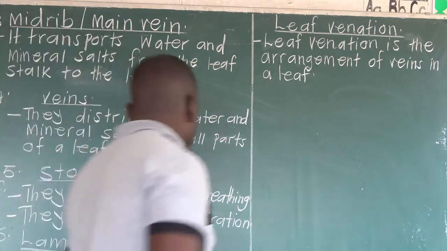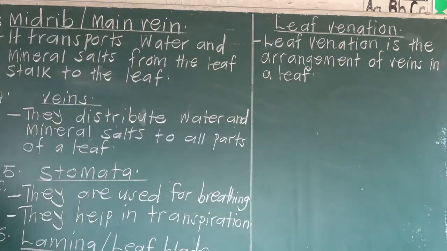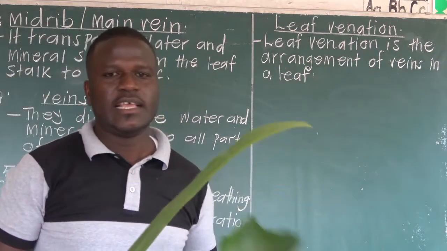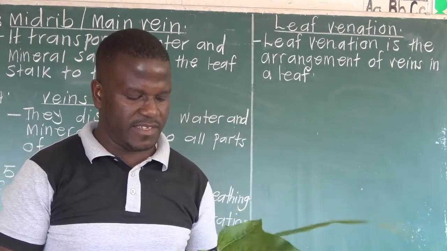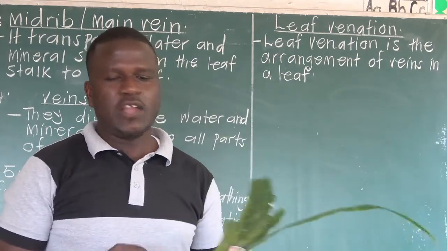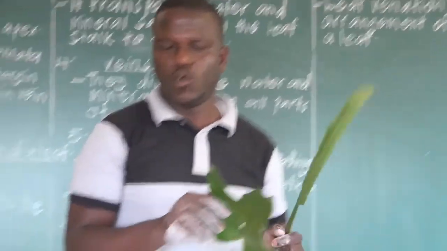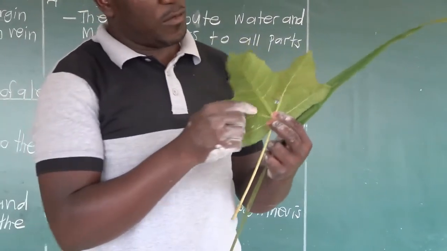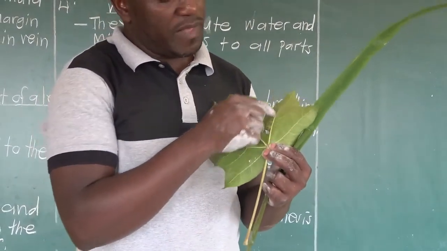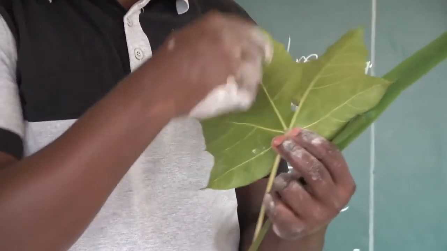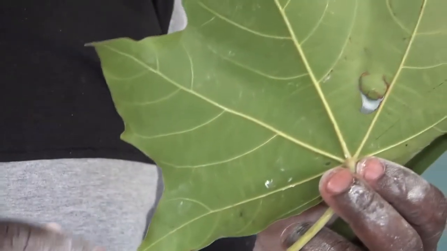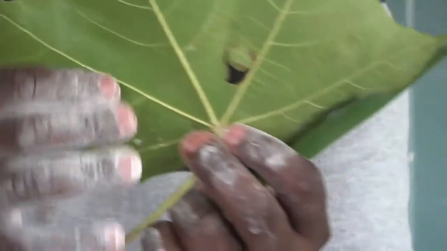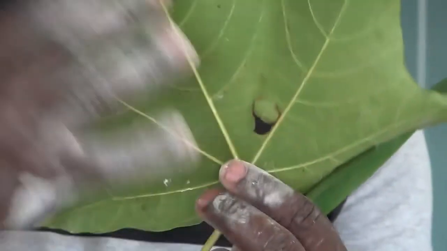Then we look at types of leaf venation. Before we look at the types, we'll say leaf venation is the arrangement of veins in a leaf. Now I want you to get a leaf there at home and try to observe. You find that from the main vein, or from the midrib, there are other smaller veins that run through the leaf.